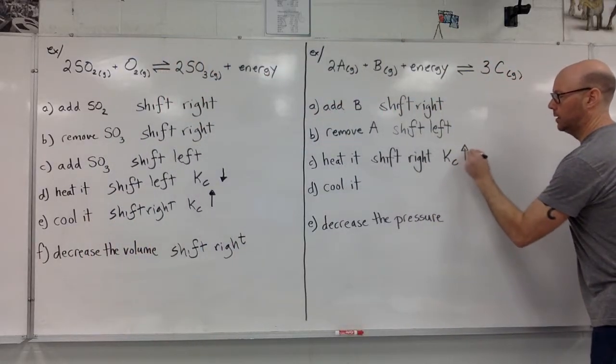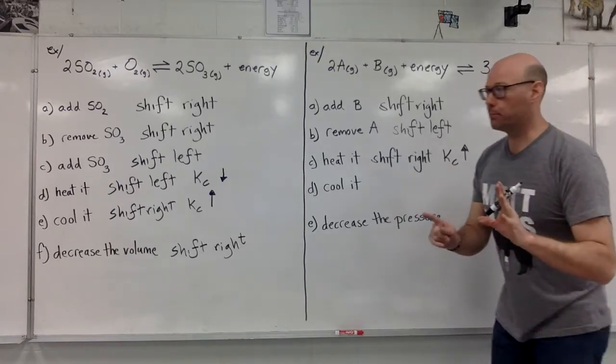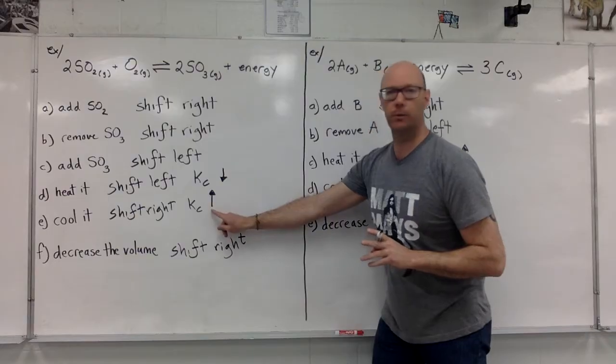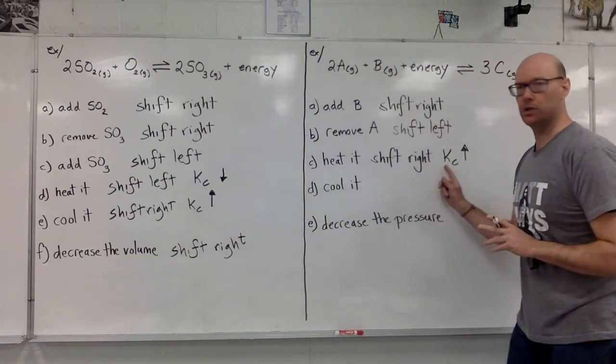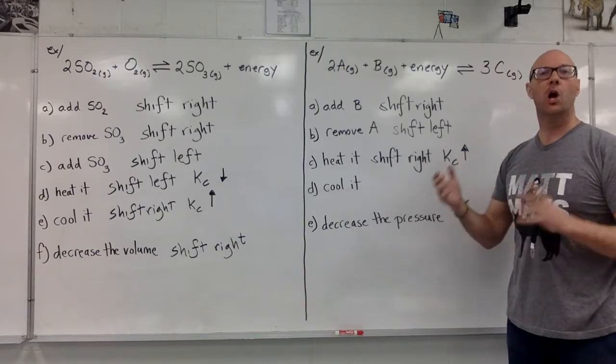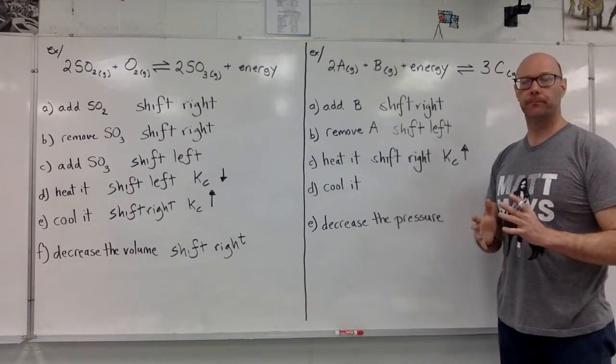Kc increases. Just like in our previous example, when we had a shift to the right, the equilibrium constant increased. Here we have it again. Shift to the right, the equilibrium constant increases. In both of those cases, we had more products.